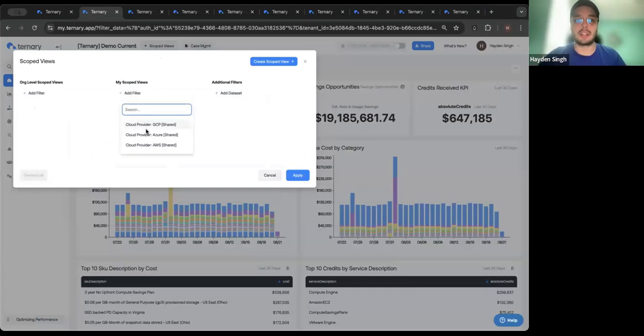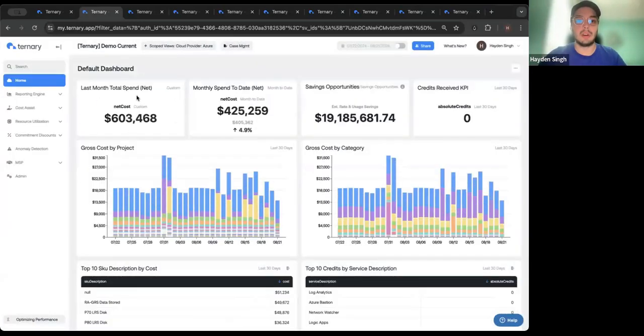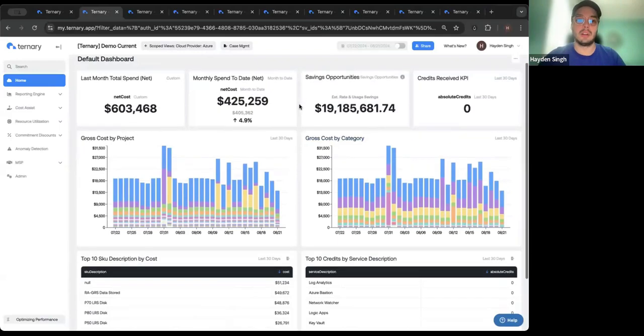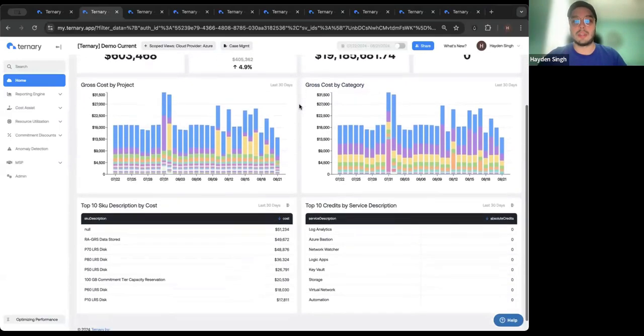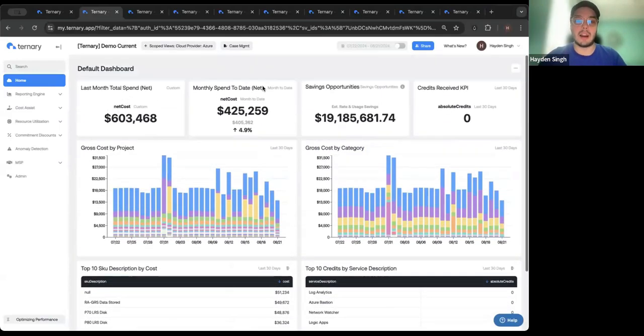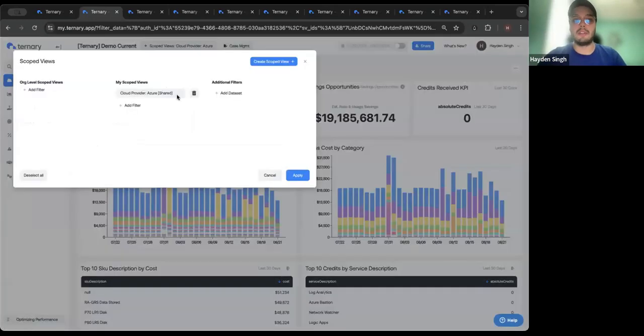As we're focusing on Azure today, I've actually built out an Azure cloud provider scope view. So once I apply this, we're going to see our costs be only related to the Azure cloud provider here. So it's about $603,000 across the entire platform that we see with respect to Azure. And so now all of these different widgets have been updated to be reflective of our Azure spend. And now we can follow along as we go through the rest of the platform, understanding where all those costs are.